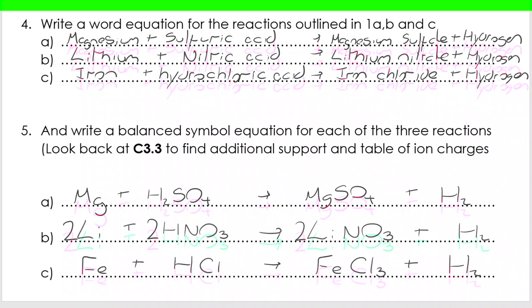And finally, if I take my Fe and HCl, I make FeCl3 and H2. Straightforward bit of balancing here. I've got 3 H's, 3 Cl's, 3 Cl's. That then gives me 3 H's, so I need 1.5 H2 to balance the H's out.